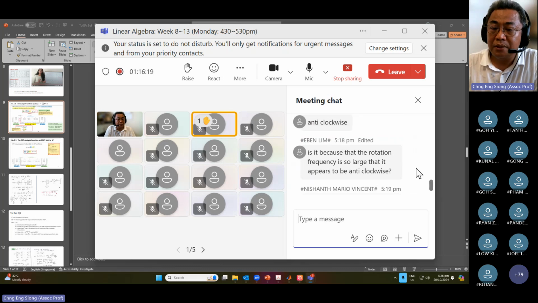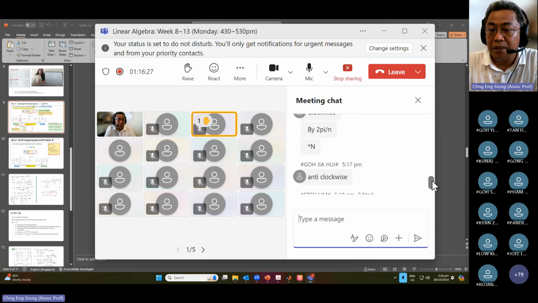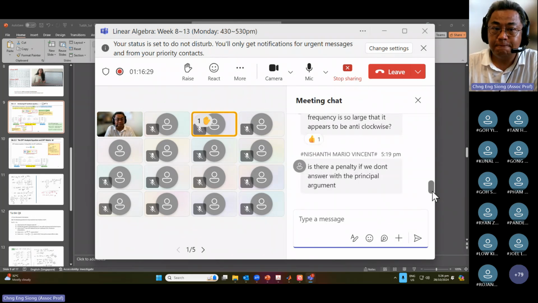Eben asks, is it because the rotation frequency is so large that it appears to run opposite? Yes, that's right. It's called the aliasing effect. Anything else, guys? Anyone?